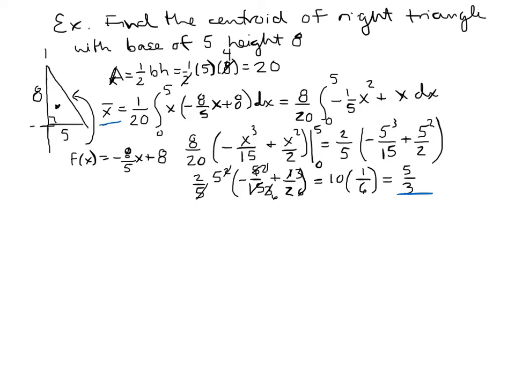So what that's saying is that at 5/3, so maybe like right there, that point happens at 5/3 on the x value. Now let's find the y. Okay, so the formula for y bar was 1 over the area, so that's 1 over 20. The area was 20. We're going to integrate, again, with respect to x, so 0 to 5. But this time we're going to integrate that function squared. Negative 8/5 x plus 8, squared.